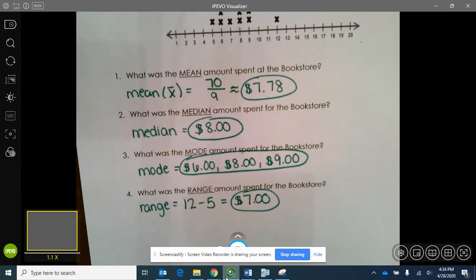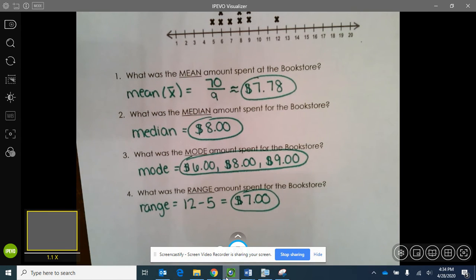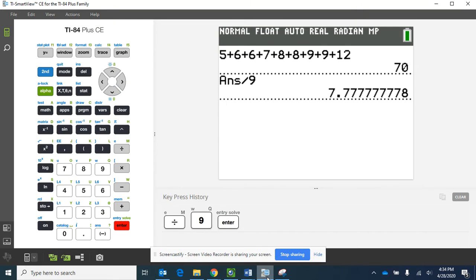Now, just to review what we've been working with on our graphing calculator, you can enter these data values on your graphing calculator to help you calculate the mean and the median. So that's something I'm just going to remind you of so that you can use the calculator to check your work or to calculate this all together. So go to your calculator here.